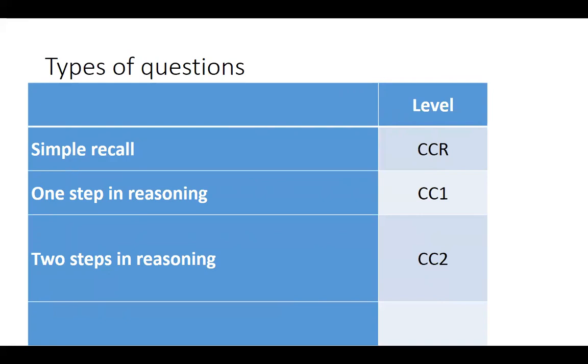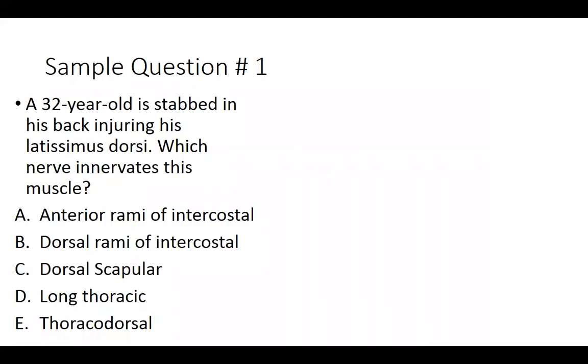The harder ones are CC2, where you have to go two steps of reasoning in order to get to the answer. So you're given something, you go one step, and then from that information, you go one step further, and you get to the answer itself. And so we're going to start with recall, and then go on. I'm going to give you multiple types of samples, and approach them in a certain way. So if you look, use a highlight here.